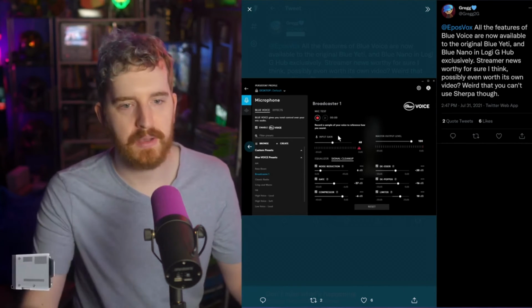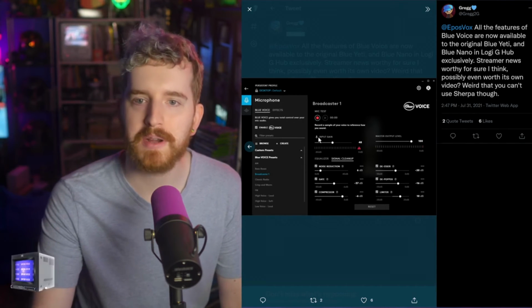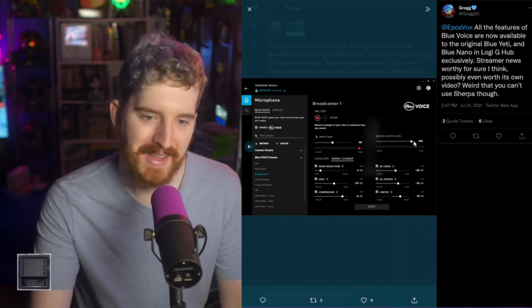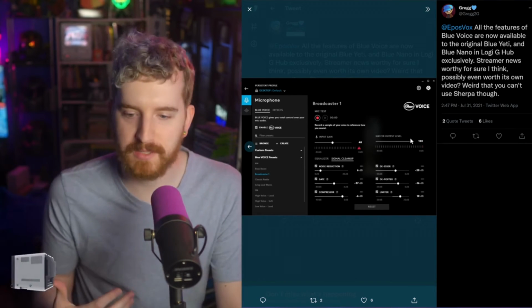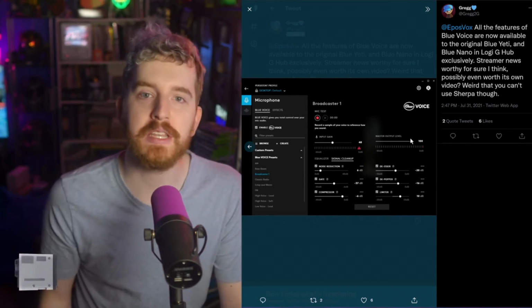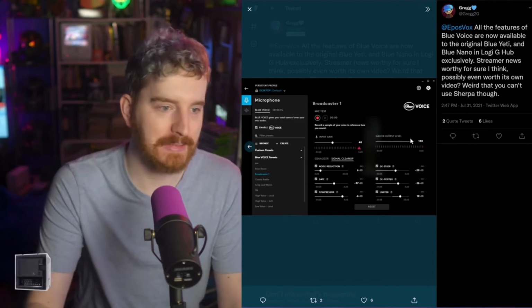I do find the implementation in G Hub a little weird, but Logitech is super inconsistent about where their software implementations go. But this is good news as a quality of life upgrade for a microphone that's been out for almost 10 years now. Can't really complain about that, can ya?